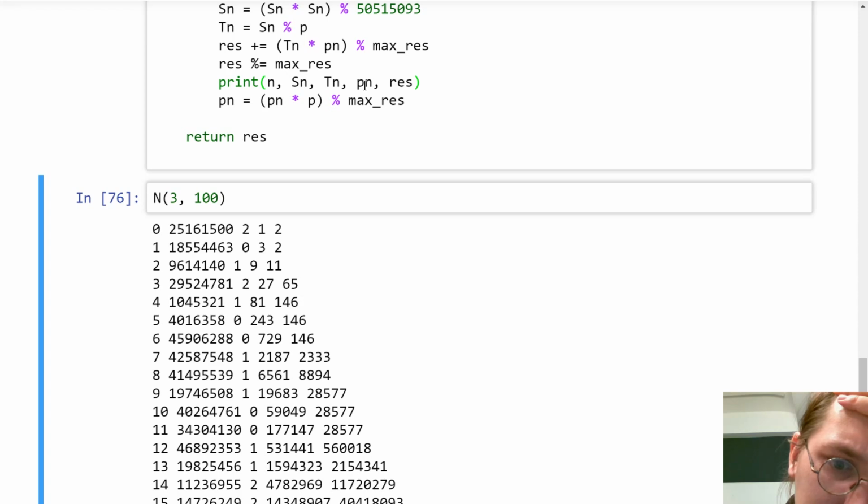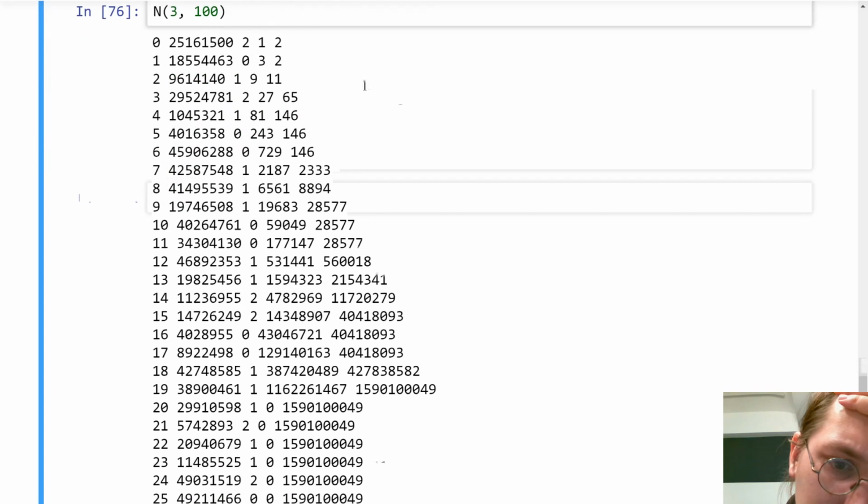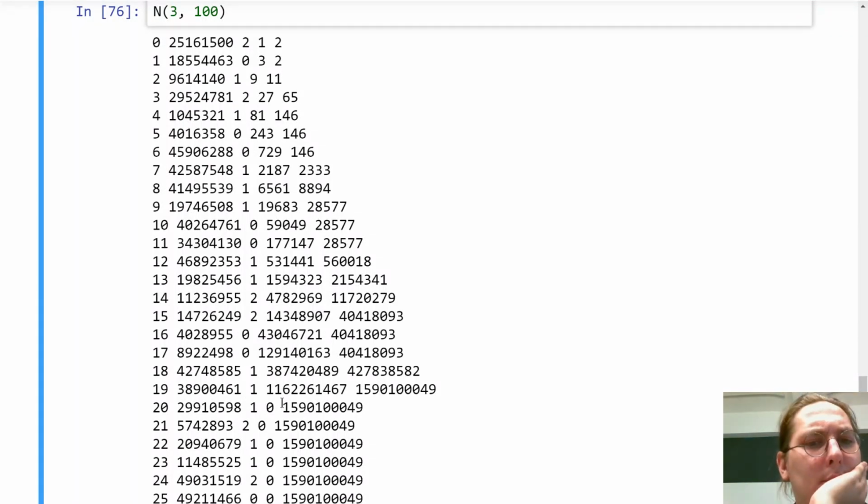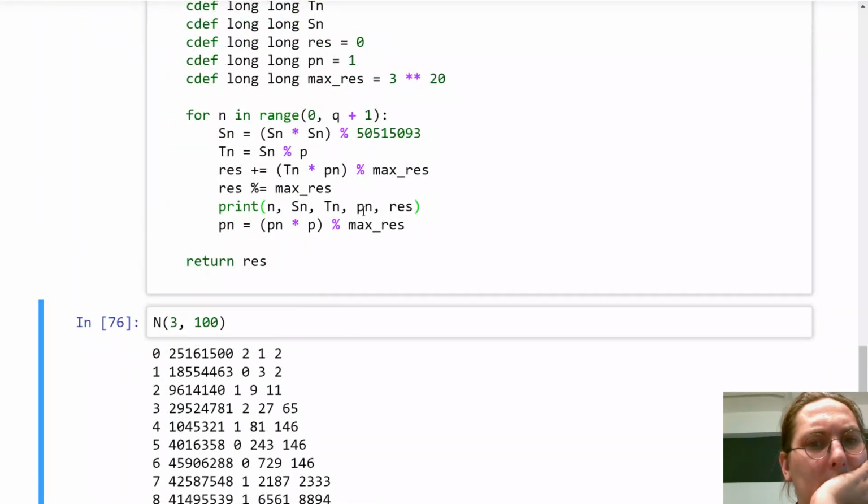Pn cannot be... Pn gets to a whole multiple of max res. Huh? It's not possible. And once Pn is a multiple of max res, you are at 0. And it stays 0.